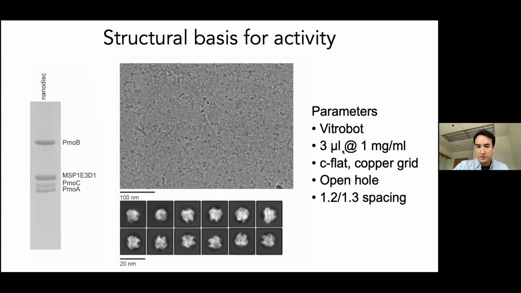And these are the parameters that I used to generate this data, where I used a Vitrobot with 2-sided blotting, 3 microliters at 1 mg per ml. And I was able to use open hole with C-flat 1.2, 1.3 spacing. So one benefit of this project is that by growing the methanotrophs ourselves and isolating PMMO, we do get quite a lot of sample, so we're not necessarily sample limited.